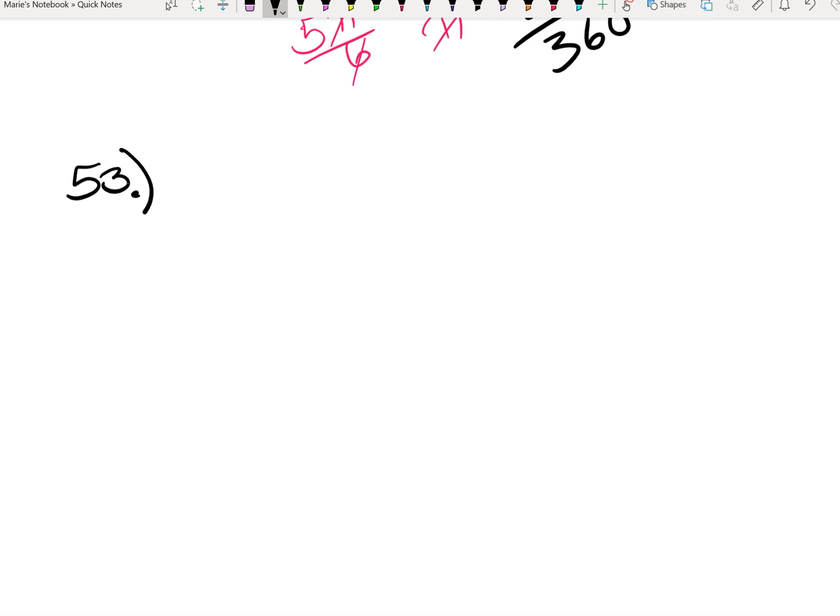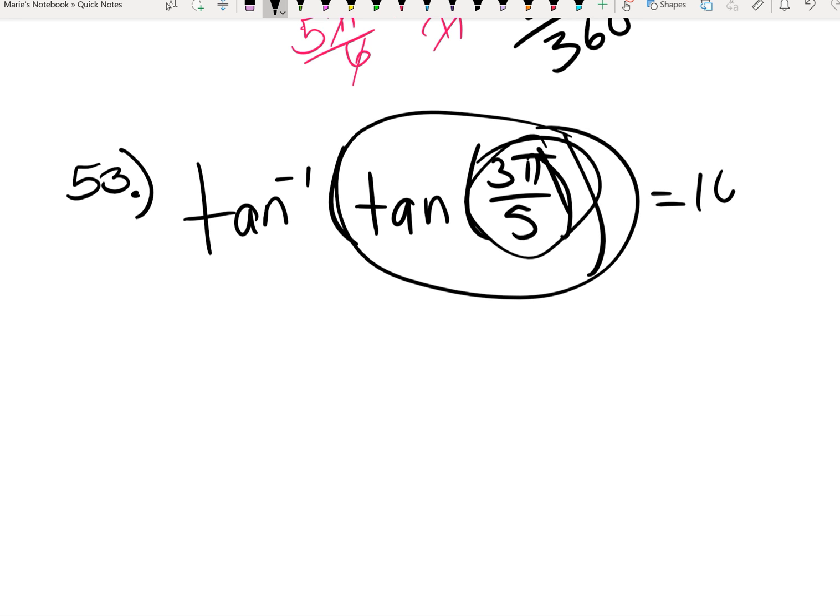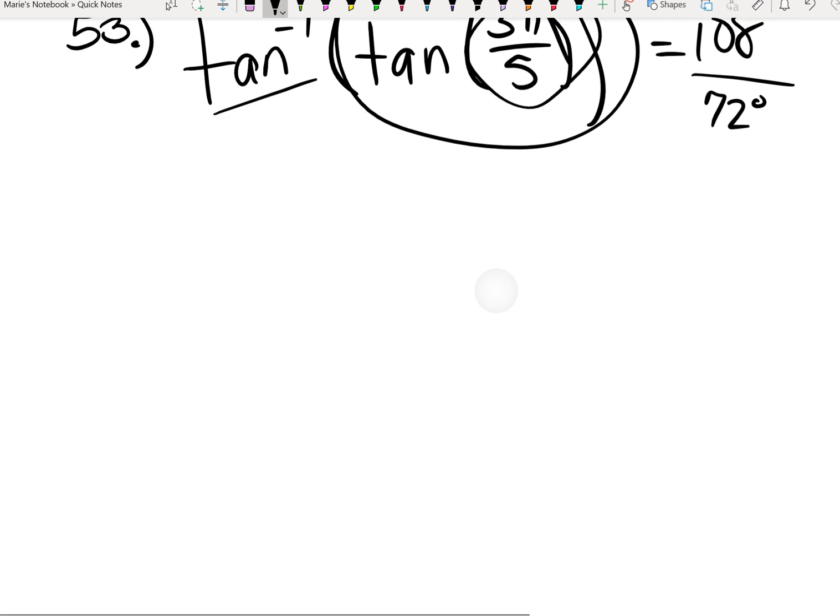Okay, so number 53, now we're going to look at tan inverse of tan of 3 pi over 5. How I would approach this question is, I would convert this to angle measure. That might be one way you could do this. You can find that this part of the equation is equal to 108. And so to find the inverse of this, it's basically going to be the equivalent of 180 minus 108, which is 72 degrees. So that's one of the ways I'm going to show you how to do this section.